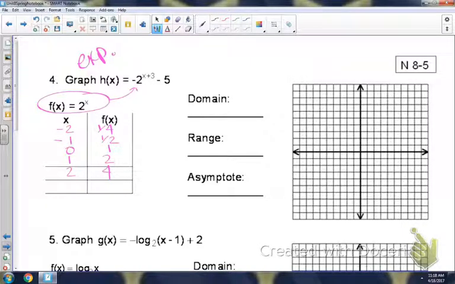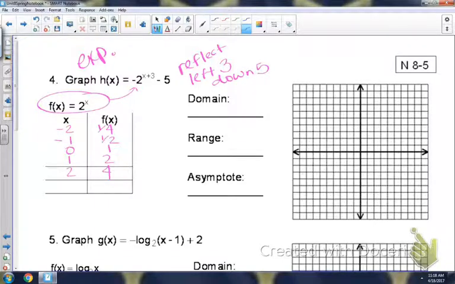Notice there's a negative in front, so that will reflect. Notice inside the exponent position, it's x + 3. Anytime it's with x, that's a horizontal shift. X + 3 would mean it's going to the left 3, and then the -5 after the exponent means you're going down 5.